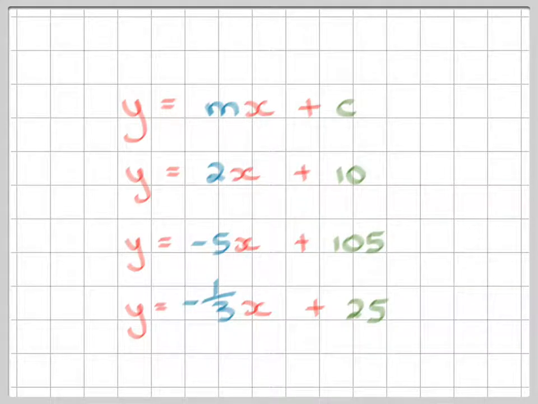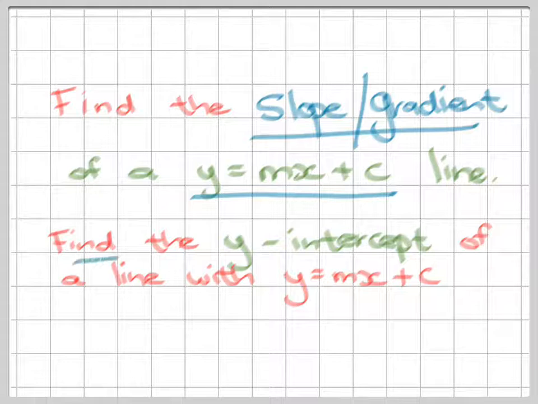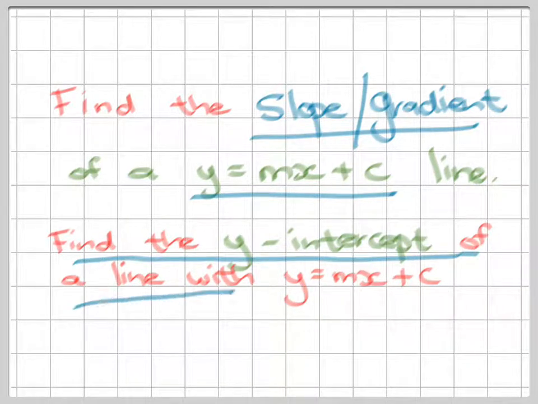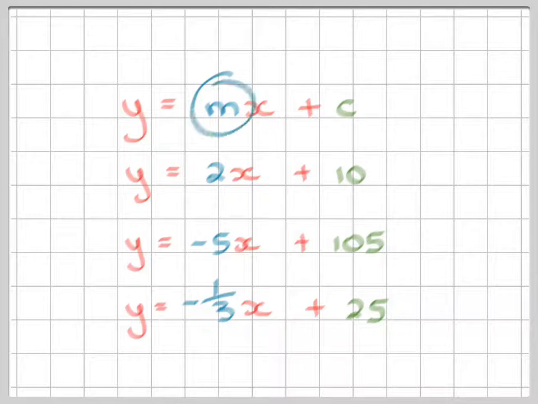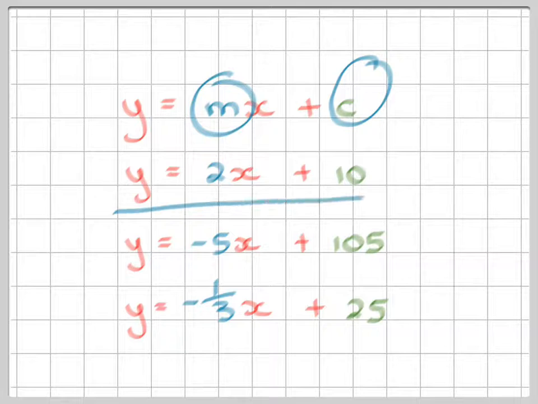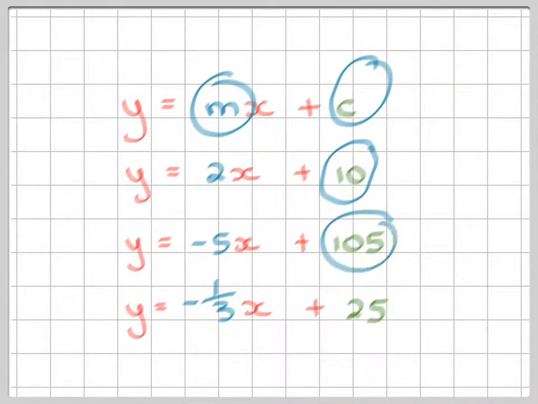Right, so let's go back and look at our y-intercept. To find the y-intercept of a line, we have to look at the number c. That is our y-intercept. So we know that's the gradient or slope, and this is our y-intercept. In this particular equation, 10 is where it's going to cut the y-axis. In this particular graph, it will be plus 105 where it's going to cut the y-axis. In this particular one, it's going to be at 25 where it cuts the y-axis.